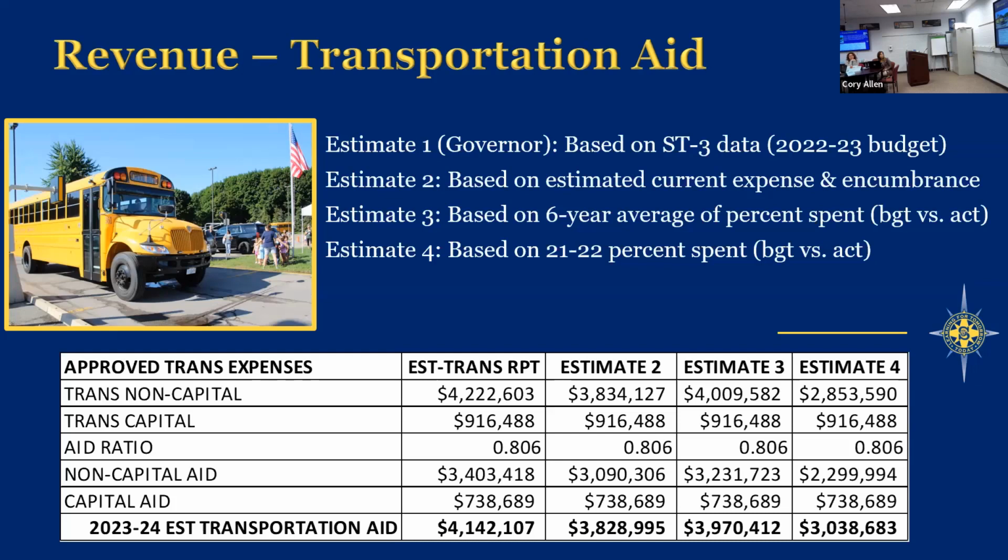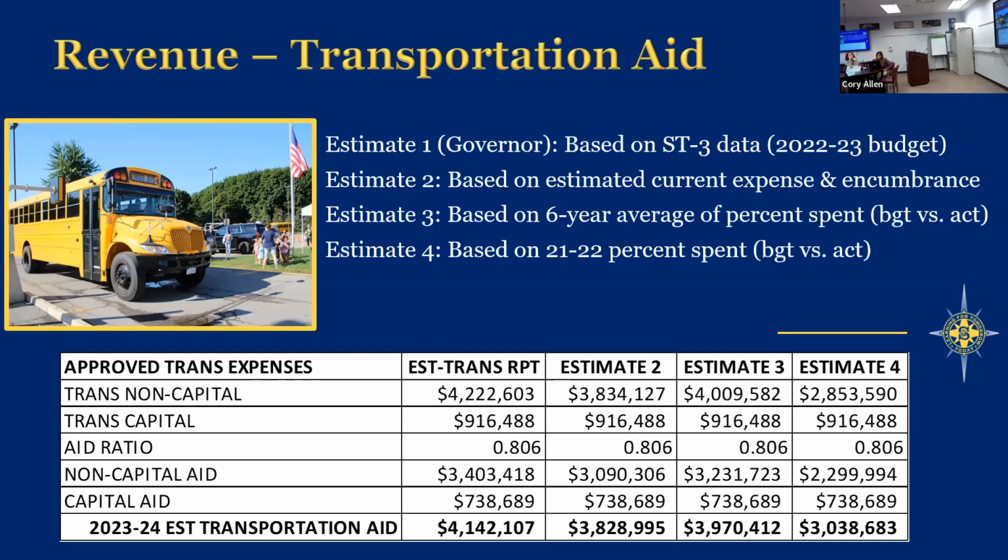Estimate 2 is based on our current year expense plus any encumbrance. An encumbrance is any amount that we set aside that we think we're going to spend money on. For estimate 3, I've taken a 6-year average, compared budget to actual, and gotten a percentage. Those are the numbers in estimate 3. For estimate 4, it's based on the last completed fiscal year, looking at what we actually spent versus what our budget was, as a percentage.